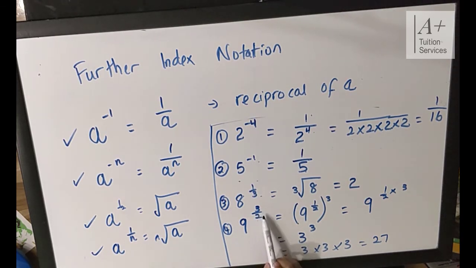And then we have 9 to the 3 over 2 power, which is a fraction. And this means a half, 9 to the half power in brackets, multiplied by 3 to the 3rd power.